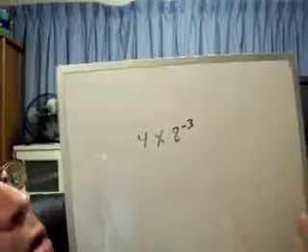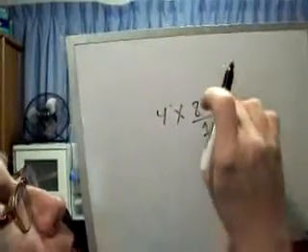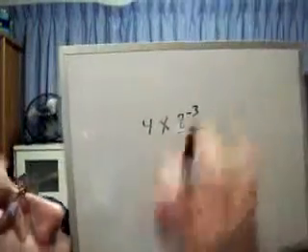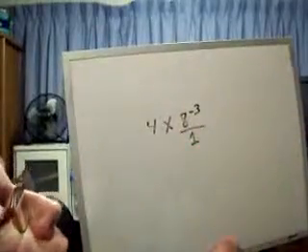Now, how do you do that? Right now, this is 8 raised to the power of negative 3 over 1, because if you divide this by 1, it's still going to be 8 to the power of negative 3. That doesn't change. So what we're going to do now is flip this fraction.